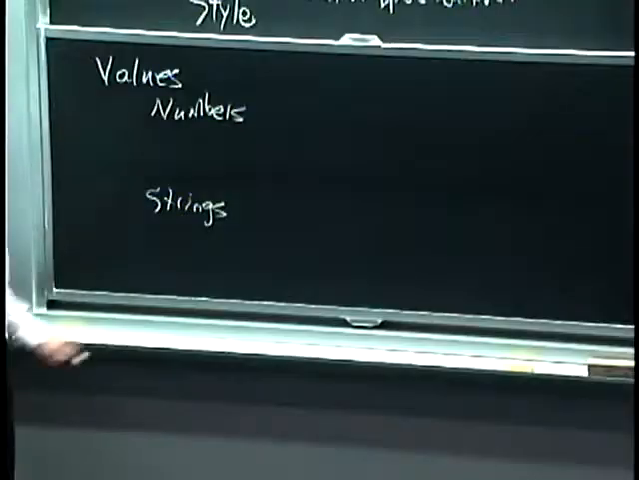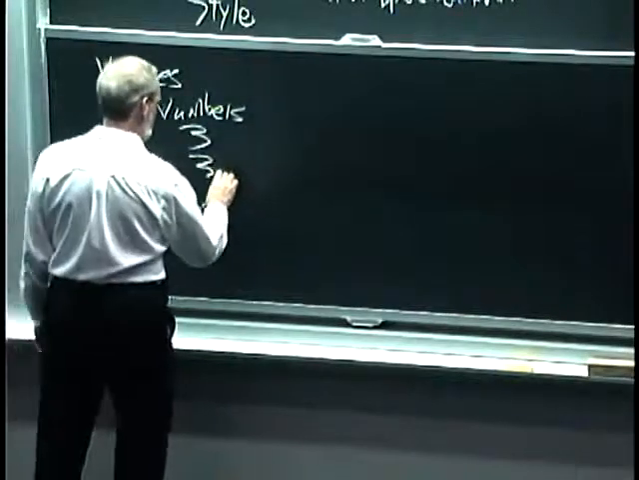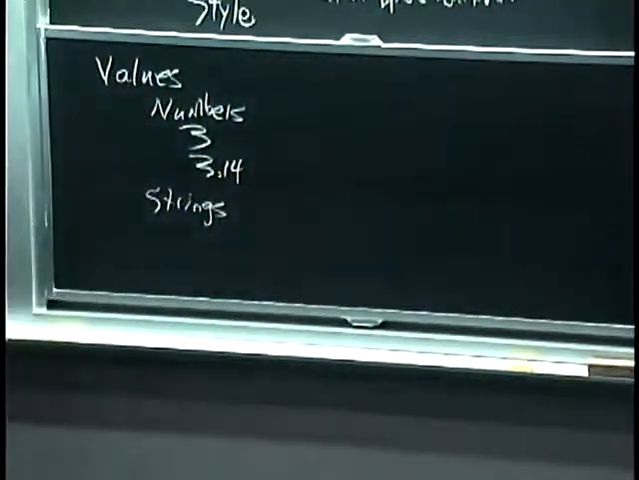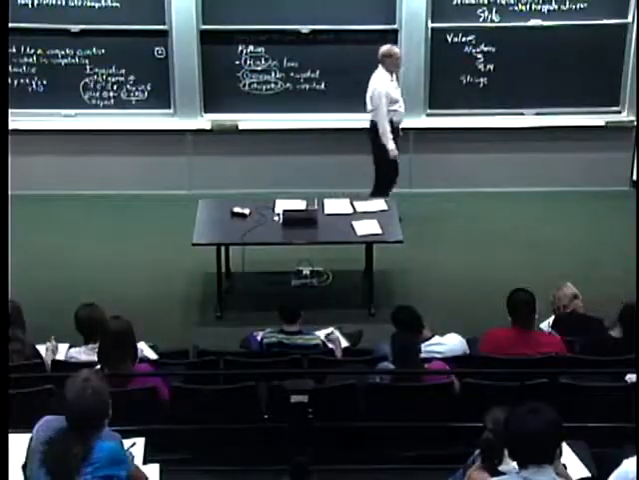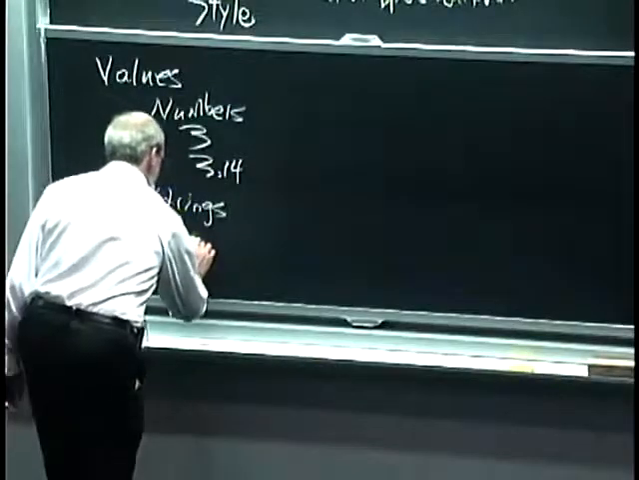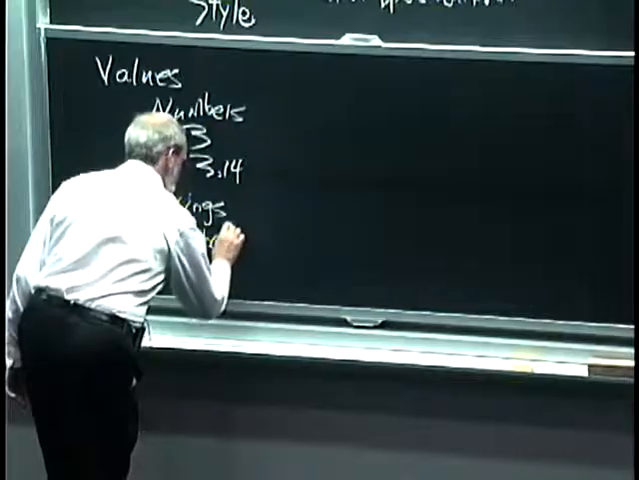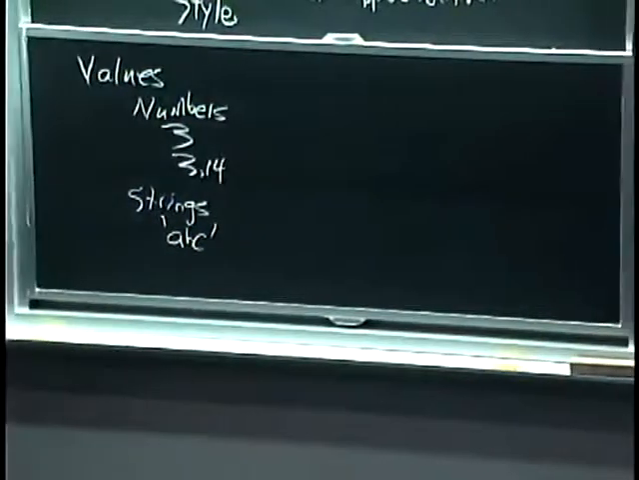Numbers is what you'd expect. There's a number. Here's another number. All right? Strings are captured in Python with an open quote and some sequence of characters, followed by a close quote.